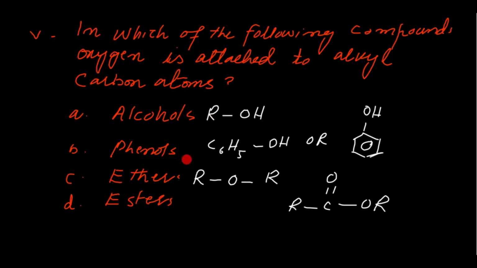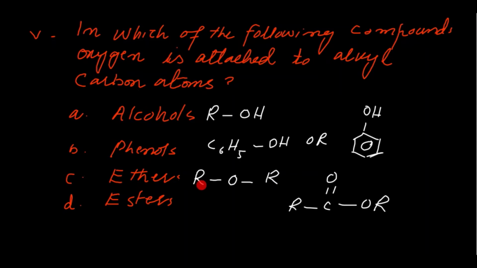Now see the second option. Here oxygen atom is attached with benzene ring. That's why this option is also not correct. Now see option number C. Here you can notice oxygen is attached with two alkyl carbon atoms. Oxygen is attached with two alkyl carbon atoms. Right students? So that's why this option is correct.